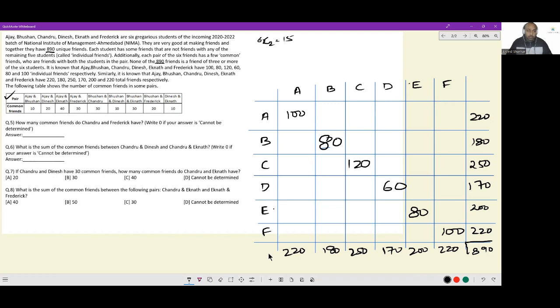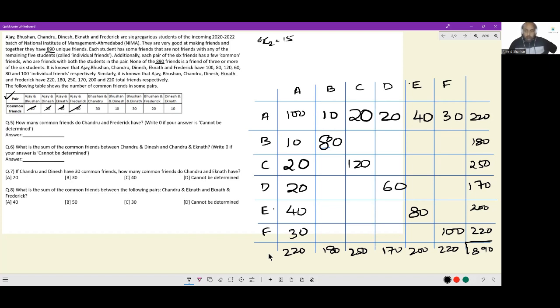And now these pairings would be useful. Ajay and Bhushan have a total of 10 friends that are common to each other. We'll not only write them in row A, column B, but we'll also write them in row B, column A. Then Ajay and Dinesh have 20. Ajay and Eknath have 40. And Ajay and Frederick have 30. Now the wonderful thing is, can you see in this column only one number is missing? We can pretty much calculate that number. 100 plus 100. So the number missing is 20. I can fill it up. This is done. And all these four numbers have been recorded.